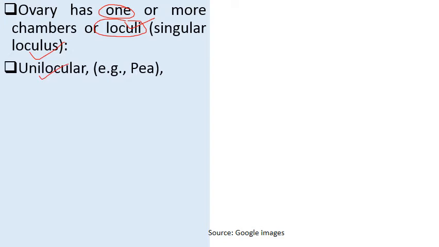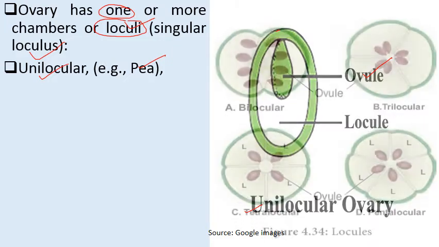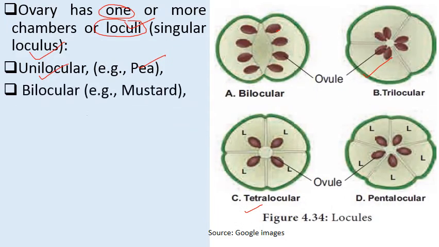Unilocular ovary is found in case of Pea. For example, this is the animated diagram of a unilocular ovary. एक single chamber present होगा, उसके अंदर present होता है ovule. Then comes bilocular ovary. It is found in case of mustard. Bilocular means having two chambers separated by one septum, जिसमें दो compartments होंगे. इस तरह की ovary को bilocular बोलेंगे.